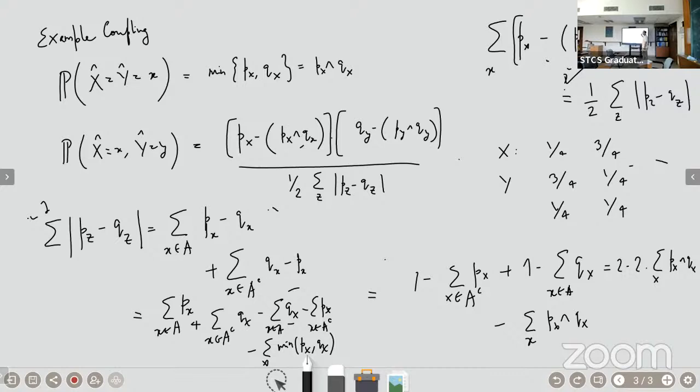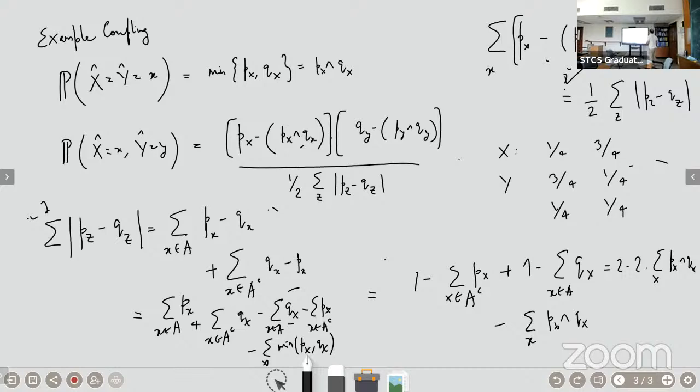X and y could be independent, I don't care. I'm making sure that x hat and y hat are correlated in such a way that if I know the value of x hat to be something, I know with probability 1/4, y hat is also going to take the same value. That's what I'm forcing it to do. Can you come up with any other coupling? There's no uniqueness of coupling. There can be so many other couplings.